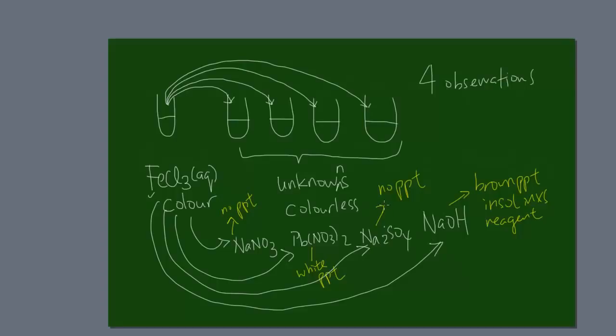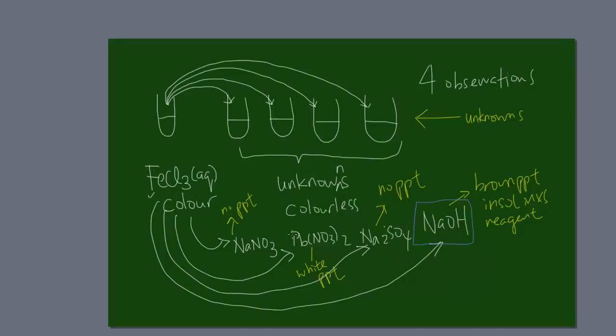Okay, so for this one, they are all the unknowns. But using these observations, I can positively identify at least 2 solutions. Do you know what they are? Okay, now the first thing is, if I add FeCl3 to a solution and I get a brown PPT, that unknown solution will be NaOH, because it gives a unique observation of brown PPT which doesn't appear for the other solutions.